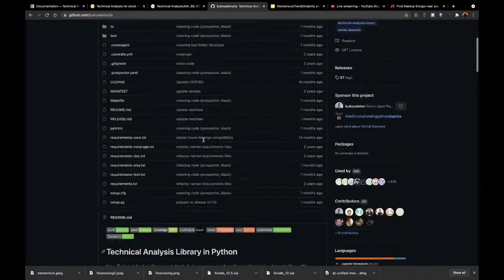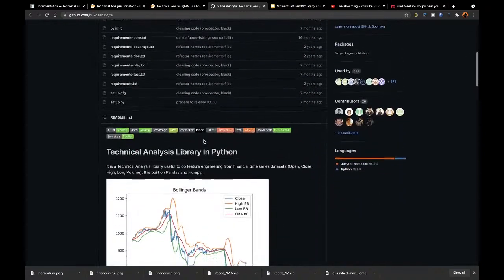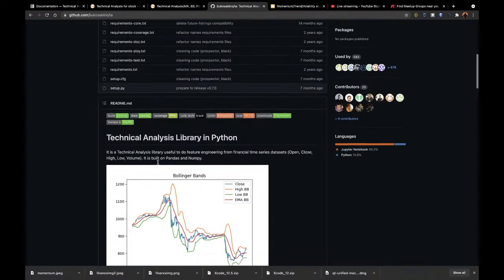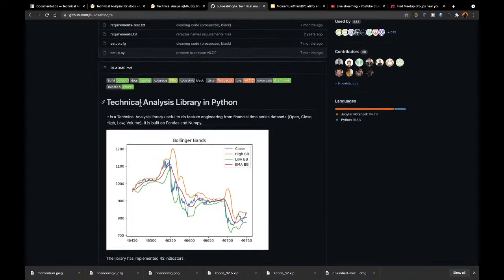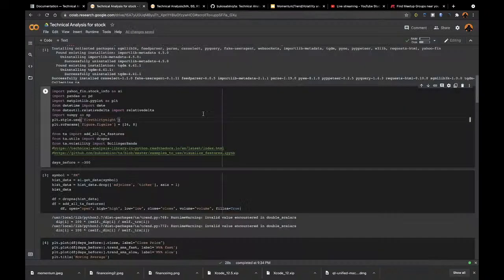And today I just introduced how we can connect the Yahoo financial data with this, because they don't have that kind of example. So I just show it here.